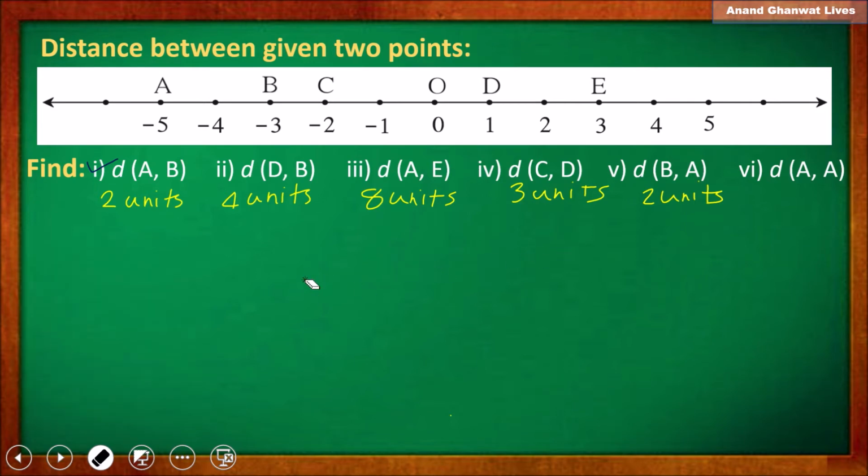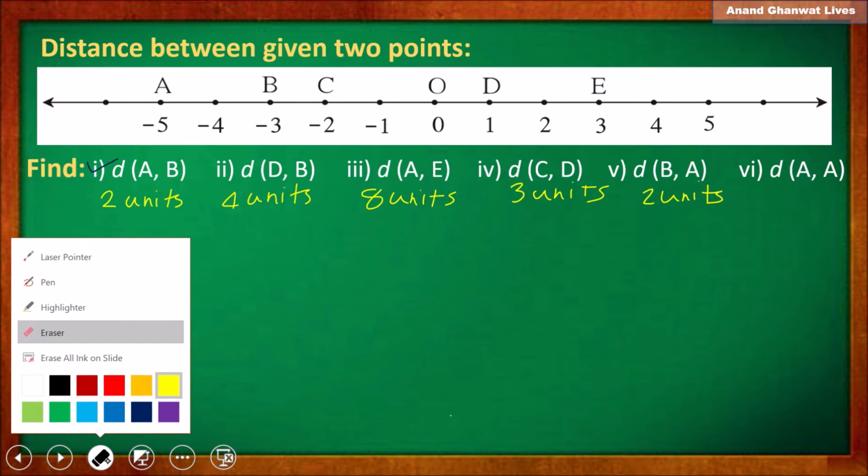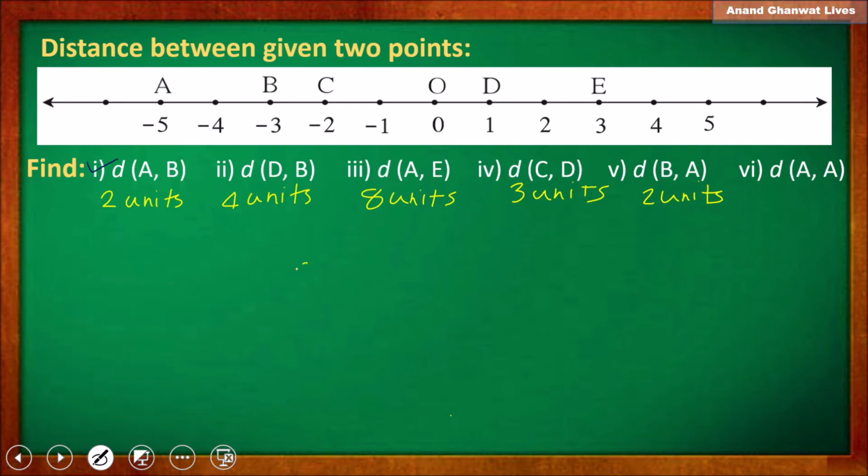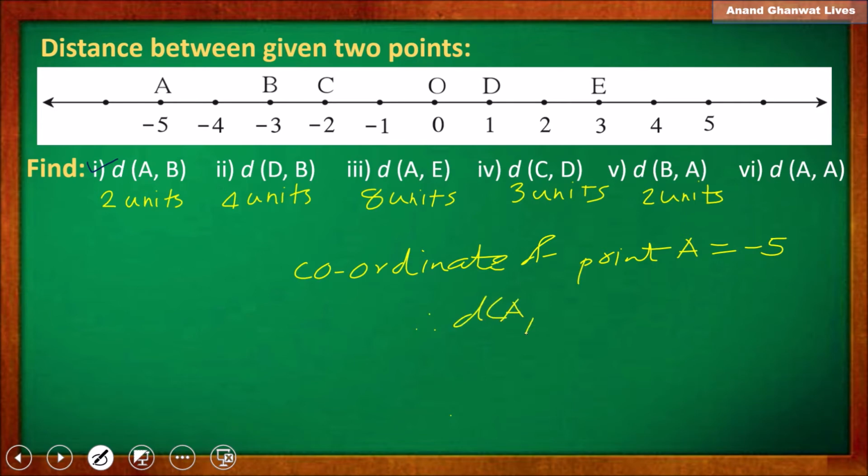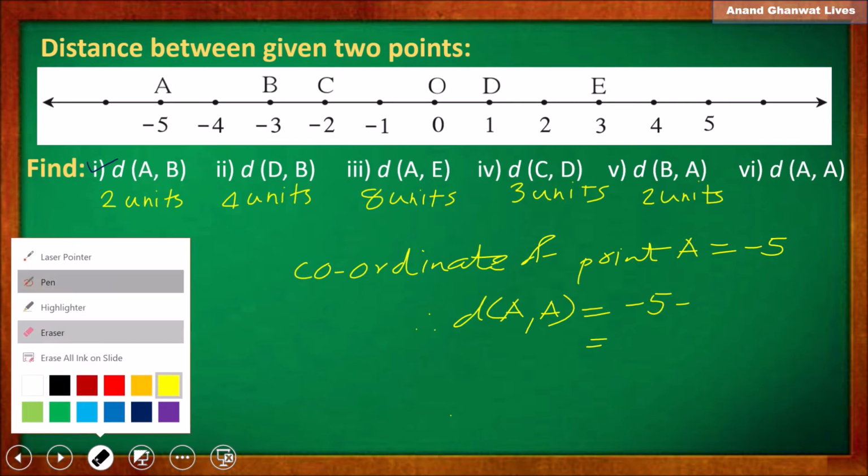Now let us find the distance between point A comma A. For that, coordinate of point A is equal to negative 5. Therefore, distance between point A comma A is equal to negative 5 minus negative 5.